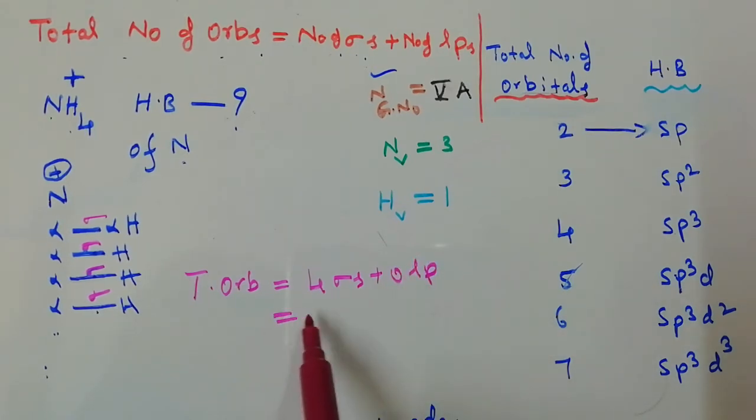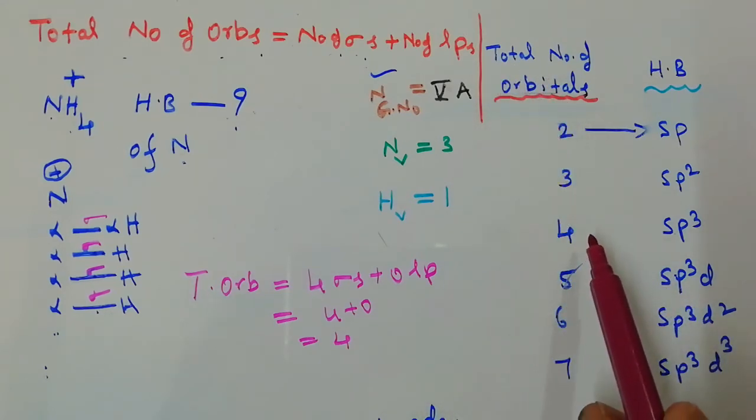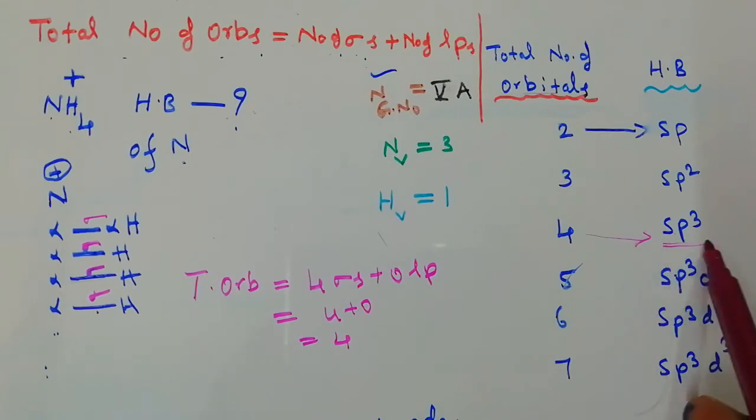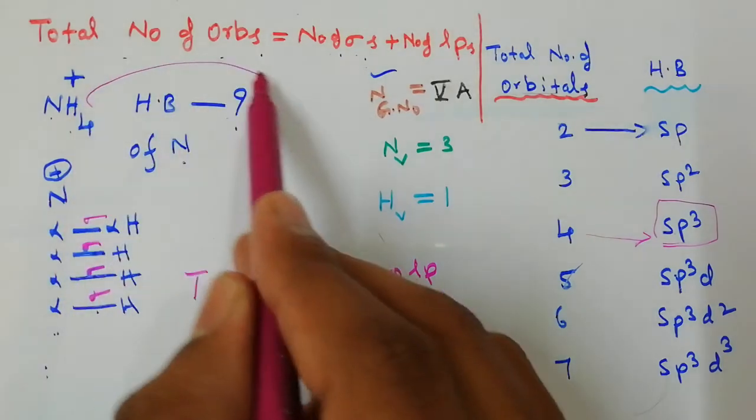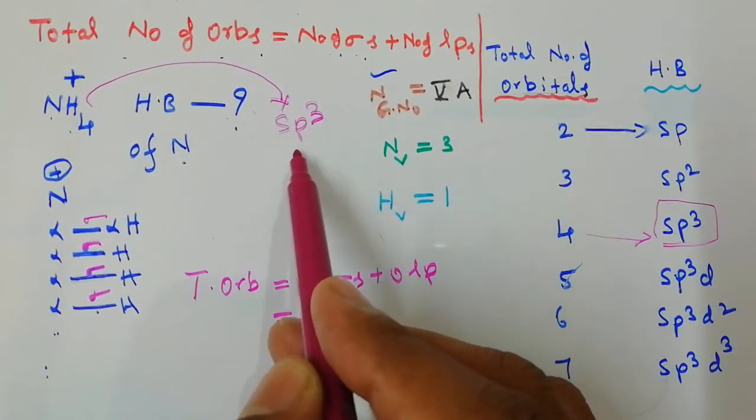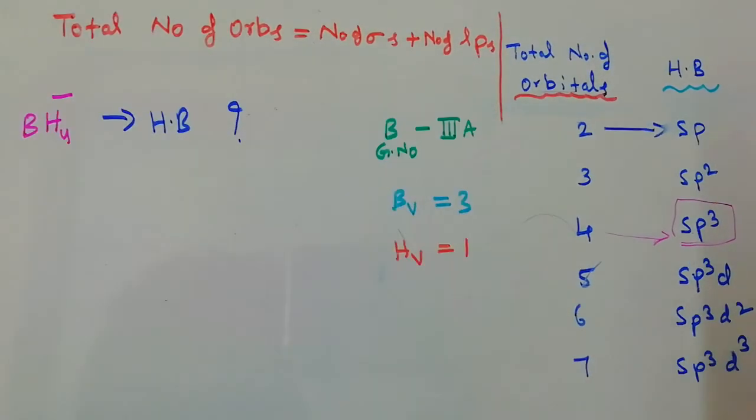And what is the total? 4 plus 0, it is 4. When you get a total number of orbitals of 4, that corresponds to sp3 hybridization. So NH4 plus undergoes sp3 hybridization with 0 lone pairs.